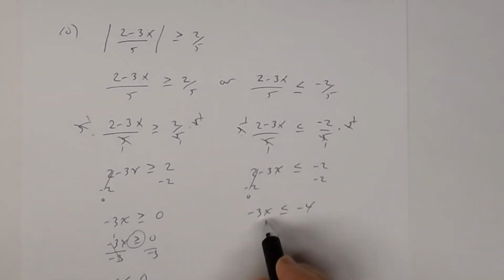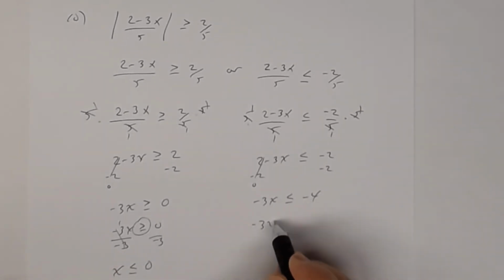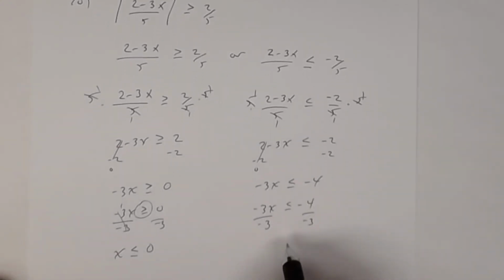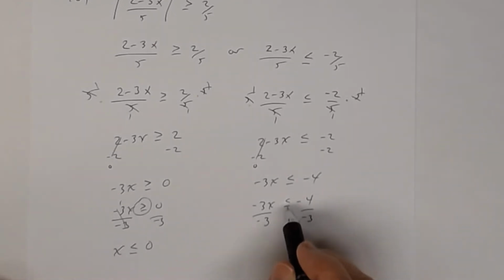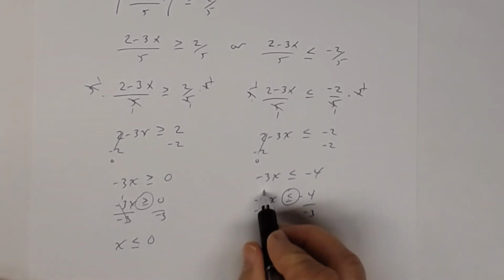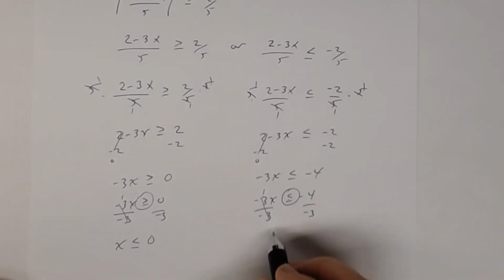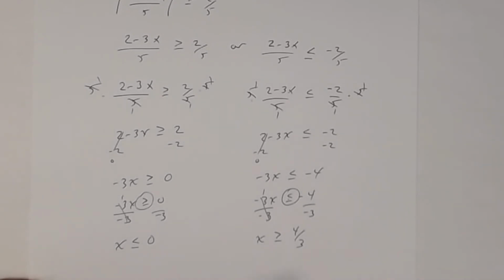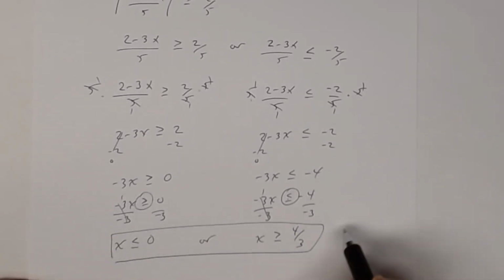negative 4. Okay, at this point, I need to divide both sides by negative 3. When you divide both sides of an inequality by a negative number, you have to reverse the inequality symbol. So negative 3 divided by negative 3 is 1, 1 times x is x, is going to be greater than or equal to, a negative divided by negative is a positive, so you get positive 4/3. All right, and so there is your solution in terms of an inequality.